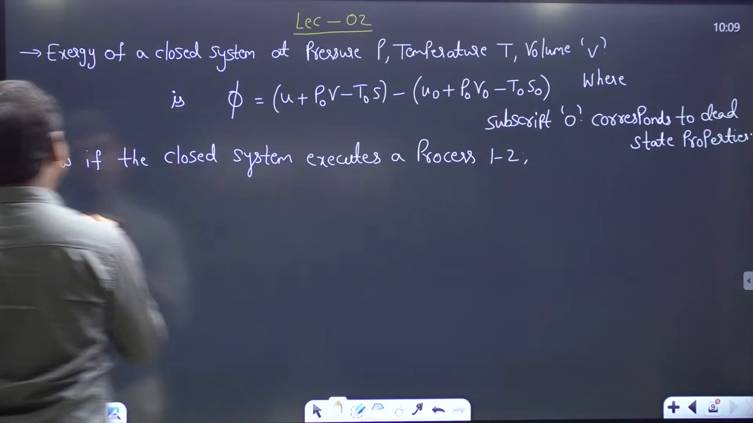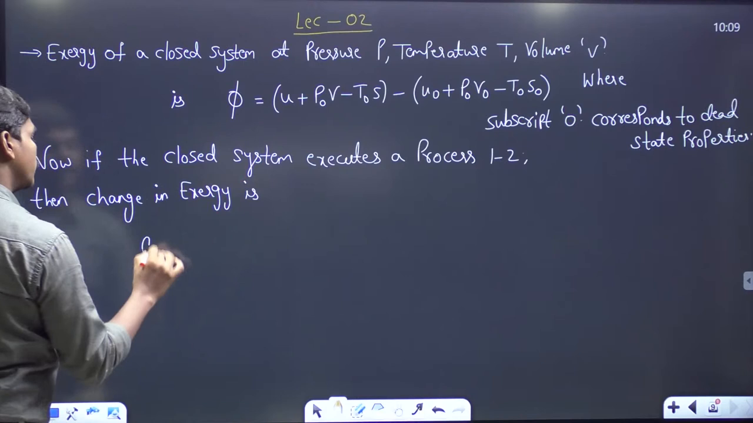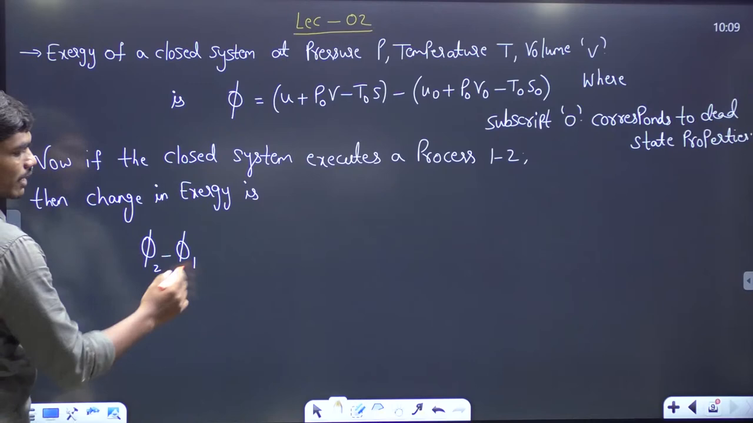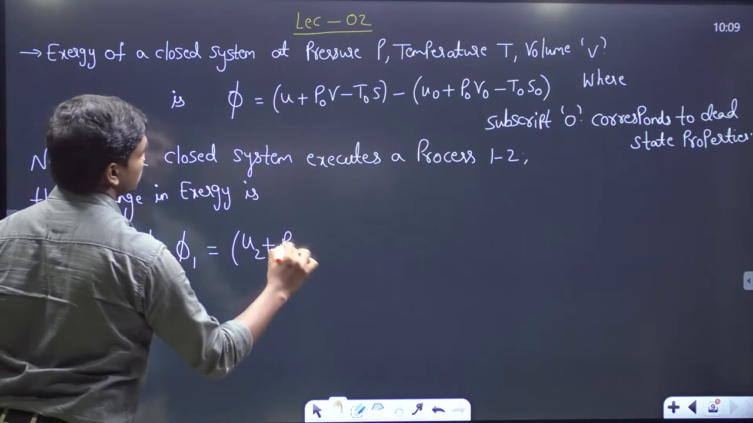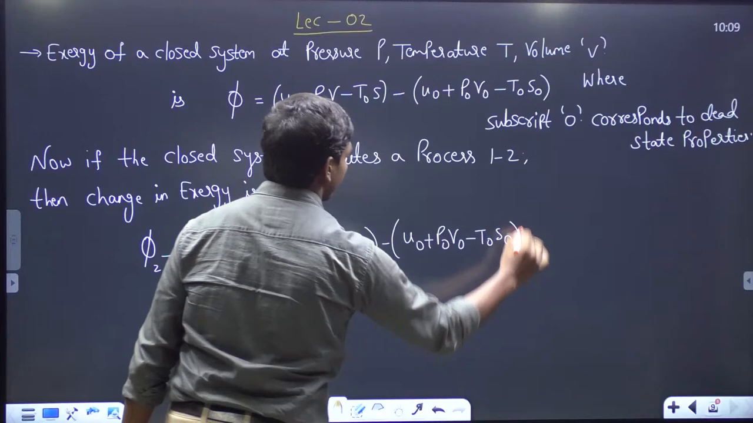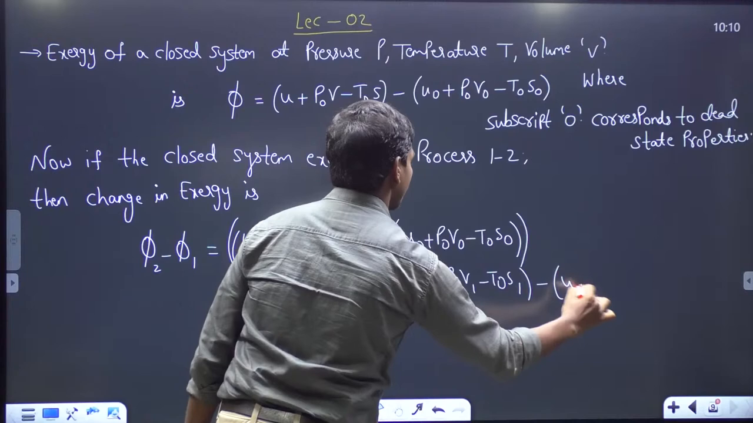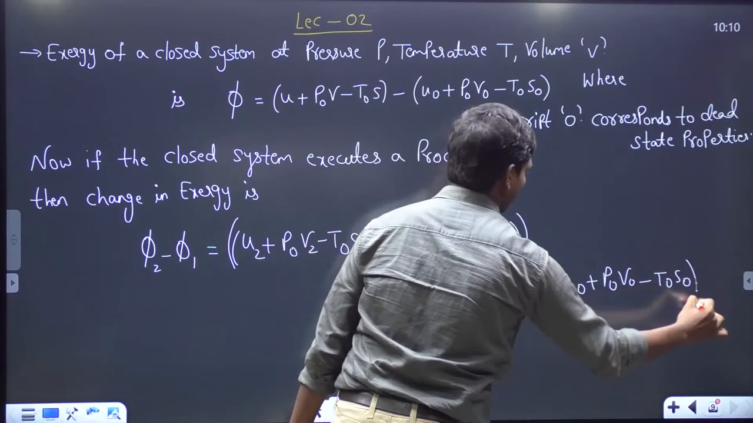then the change in exergy is phi 2 minus phi 1, means exergy available at state 2 minus exergy available at state 1, which is equal to U2 plus P0 V2 minus T0 S2 minus U0 plus P0 V0 minus T0 S0, this is the exergy available at the second state, minus U1 plus P0 V1 minus T0 S1 minus U0 plus P0 V0 minus T0 S0. So if you see these values, these complete terms get cancelled.